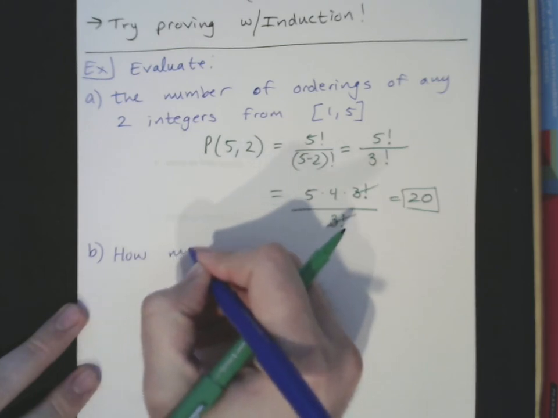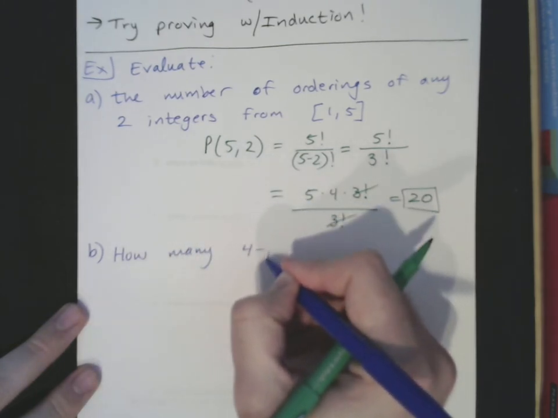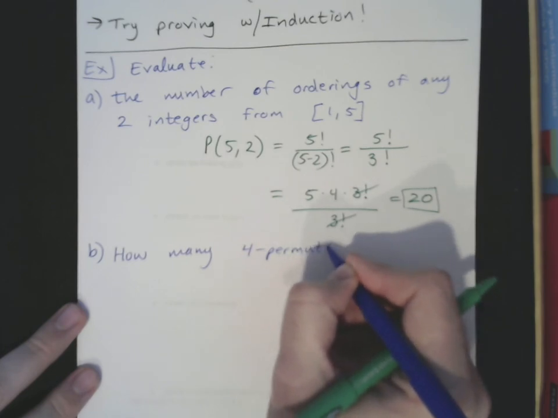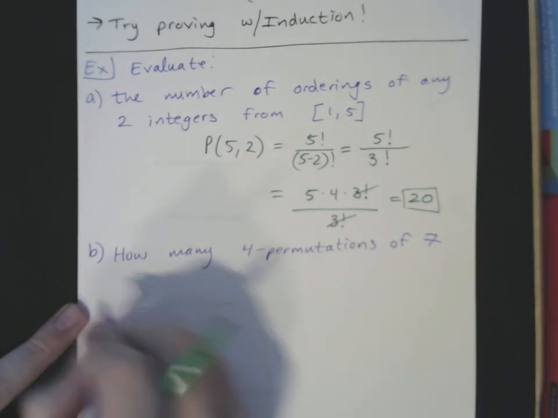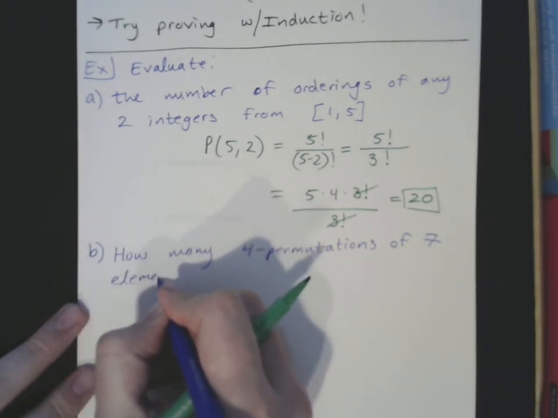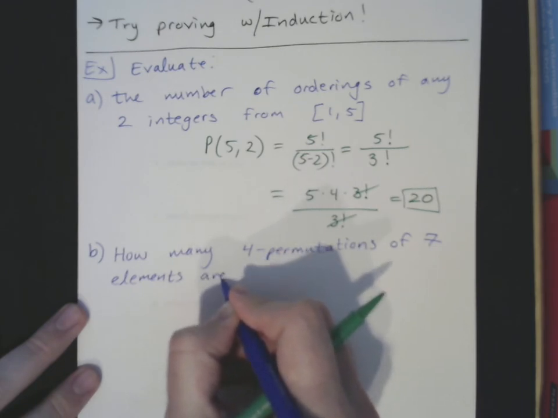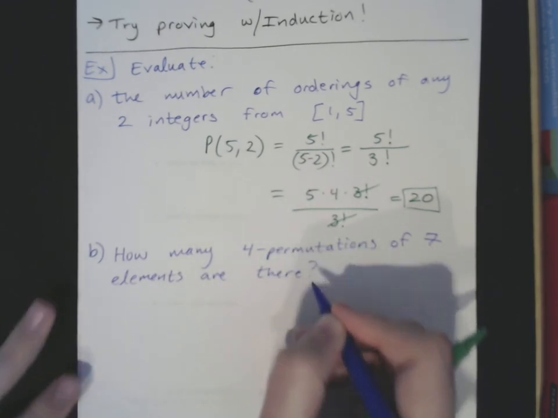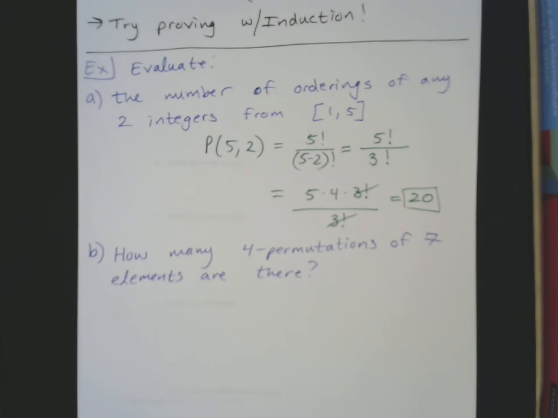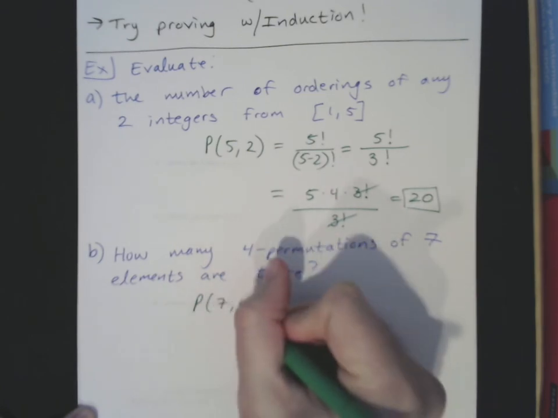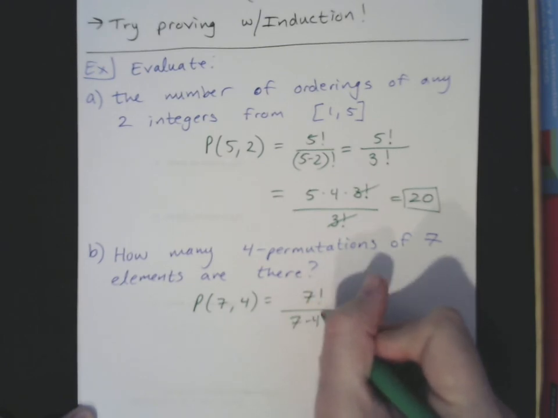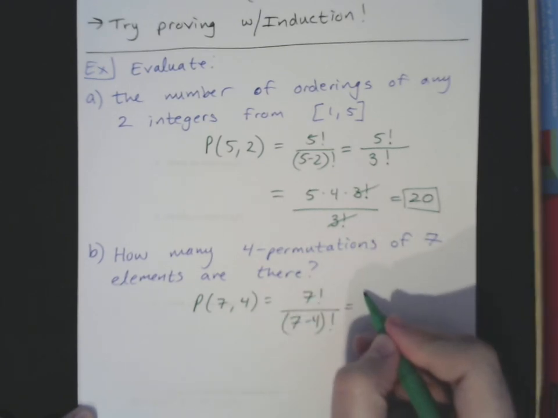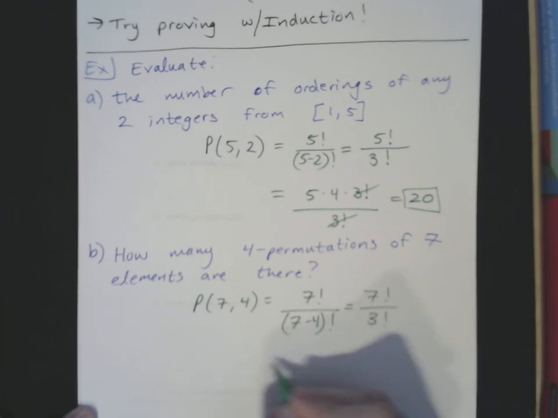So in part B, how many 4 permutations of 7 elements are there? In other words, how many ways can we arrange 4 elements out of a total of 7? So we are permuting P of 7 comma 4, 7 factorial over 7 minus 4 factorial, 7 factorial over 3 factorial.